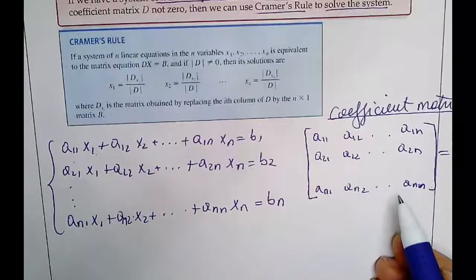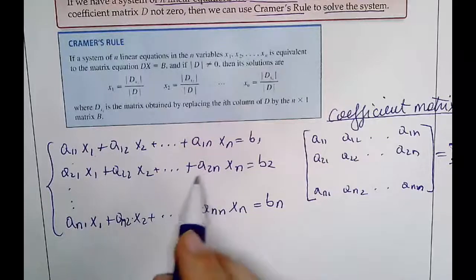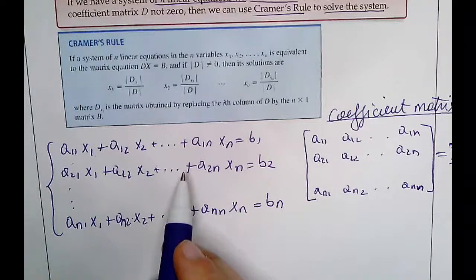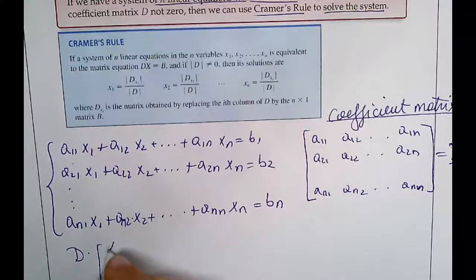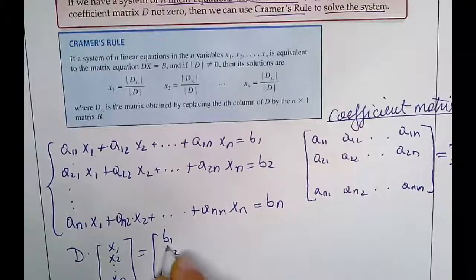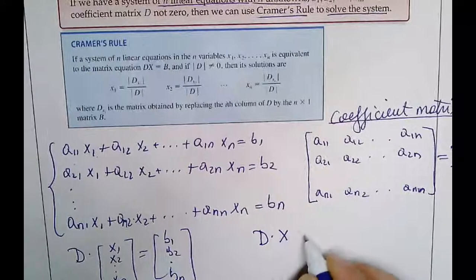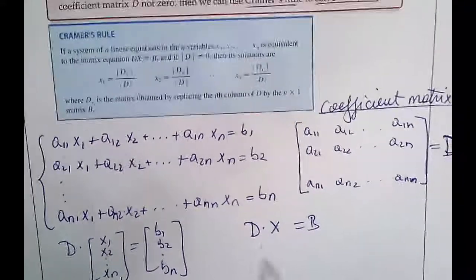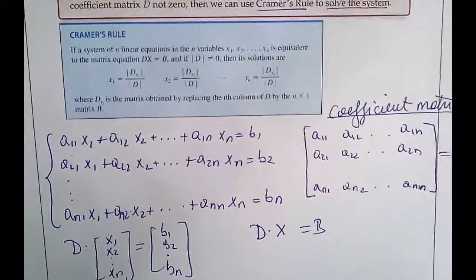So what does Cramer's rule say? Let's think about it. Let's write this system of linear equations as a matrix equation. It is going to be D times the column x1, x2, xn equals the column b1, b2, bn. So I can write this as D times x equals b, where D is the coefficient matrix, x is your unknown matrix, and b is your constant term matrix.